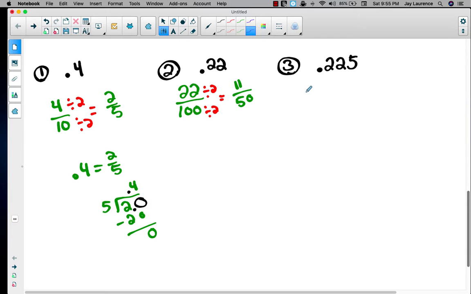So I've got 225, but the 5 is in the thousandths place. So I'm going to put 1,000 there. Now, I need to simplify this. I know that 25 goes into both of those.